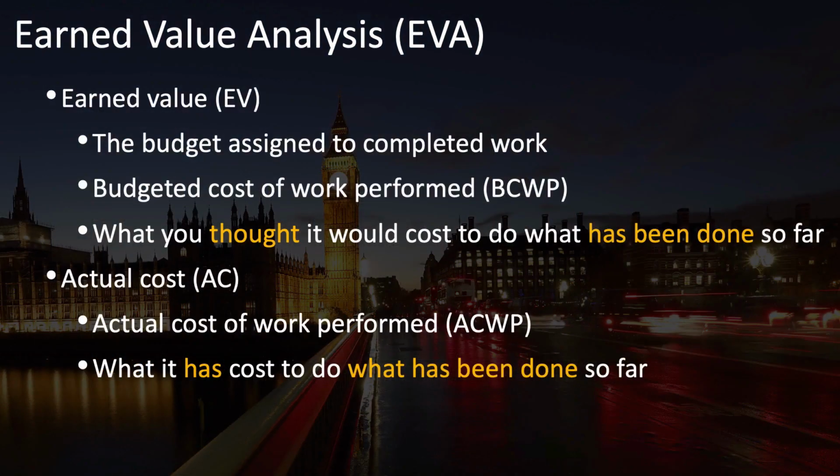Earned value is the budget assigned to completed work. It has traditionally been referred to as the budgeted cost of work performed. It's what you thought it would cost to do what has been done so far. This is different from actual cost. Actual cost of work performed is what this used to be called, and it is what it has actually cost to do what has been done so far.